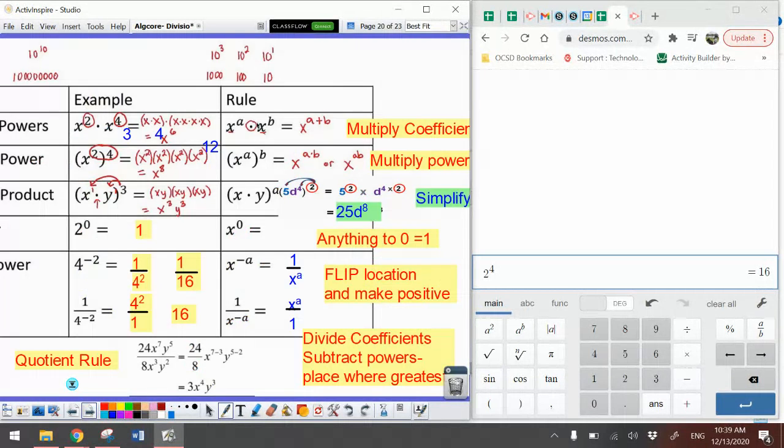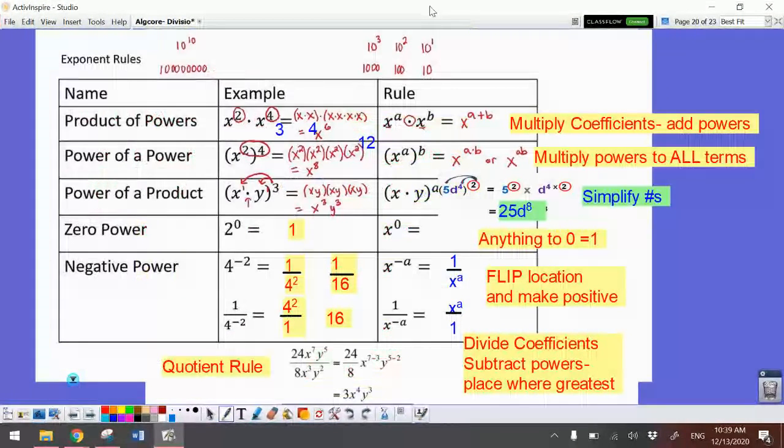Okay, so to help you with all of these rules, here's a little cheat sheet that has examples worked out of all the different rules we worked on, what you're supposed to do, and that kind of thing. So you might want to copy this down into your notes. That way you can refer back to it on your quiz. And yeah, we're going to go from there.